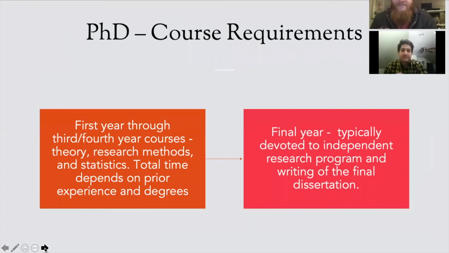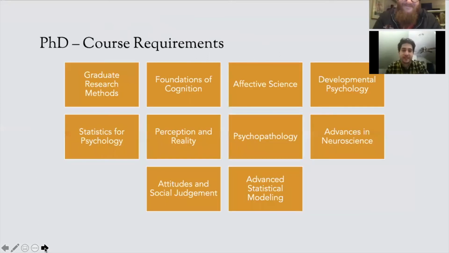So when we're engaging in the PhD program in our first year through our third or fourth years, we focus more on that theory, the research, statistics. Again, the total time to complete depends on past experience with schooling. And then in that final year, you're devoted to your independent research program and writing of that final dissertation. Next slide.